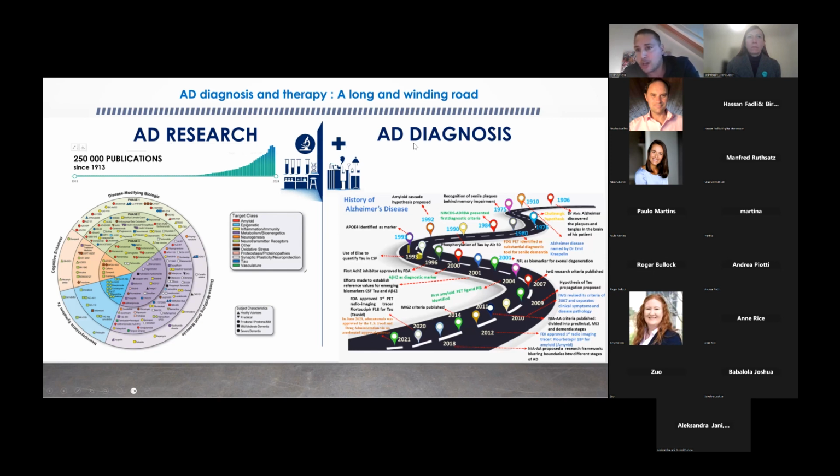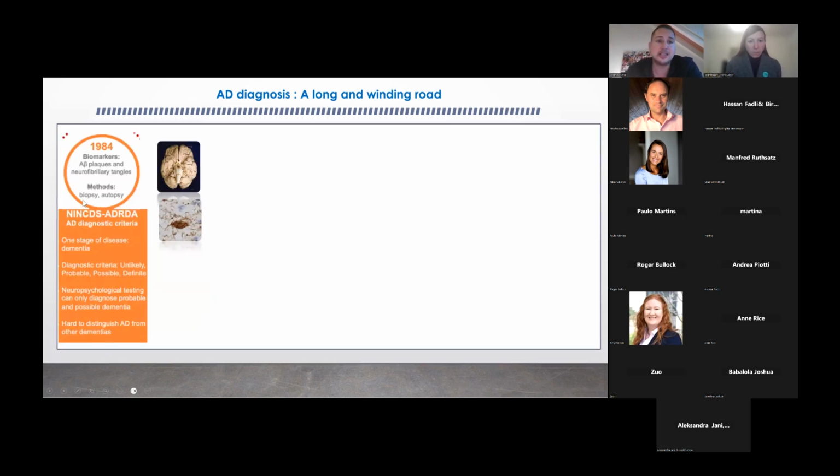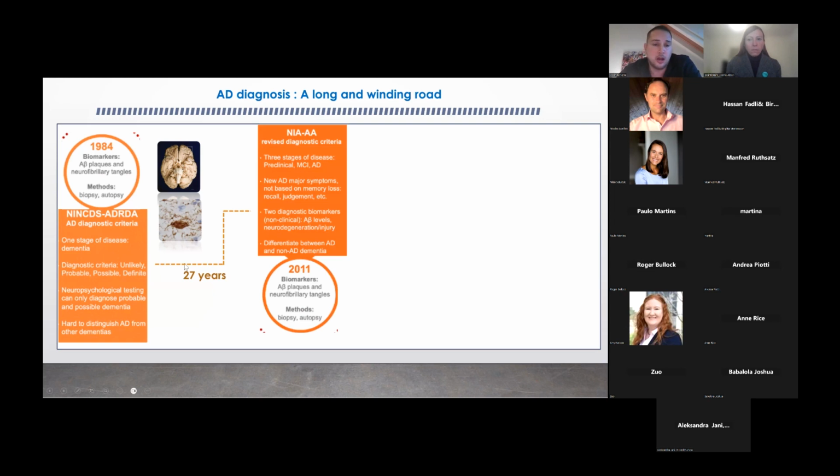The diagnosis is a long and winding road where we have different steps, but it's a very long process because the first description of the pathology is in 1910, but the first criteria of diagnosis is in 1884, where we describe for the first time the different sorts of diagnosis only by autopsy and biopsy of the patients. So, of course, this diagnosis changed, but it took a lot of time, 27 years, to have an update of this diagnosis in 2011, where we have at this stage a new description of the pathology. We talk of preclinical, MCI and AD, so only 10 years ago.